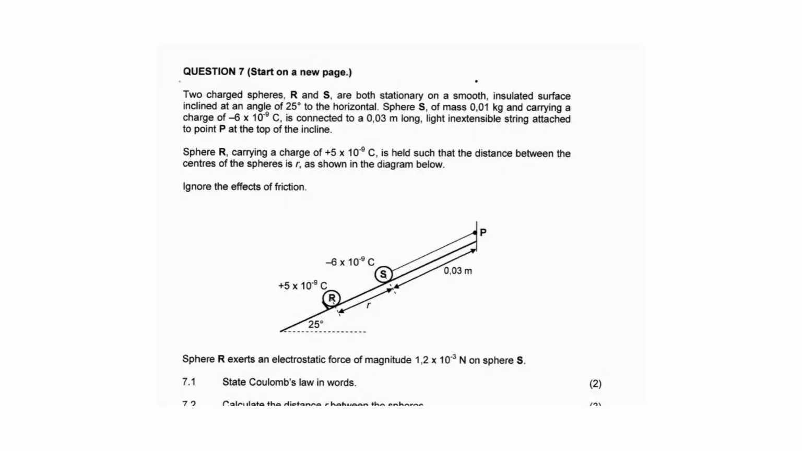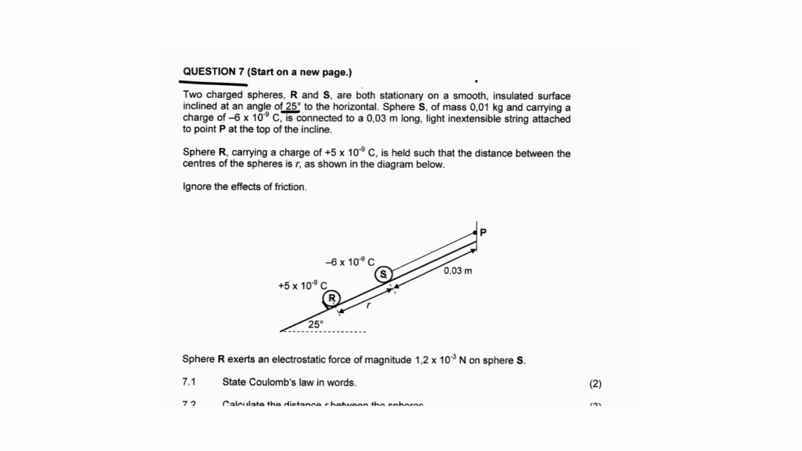And now getting into question 7, the second last question. So we have two charged spheres, R and S, both stationary on a smooth insulated surface, inclined at an angle of 25 degrees to the horizontal.